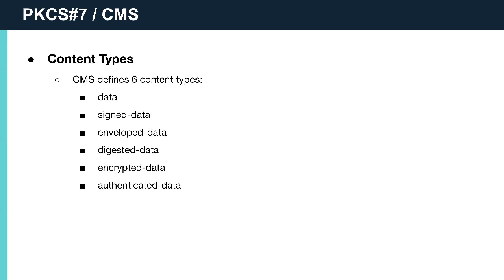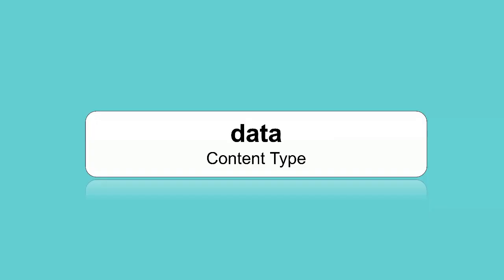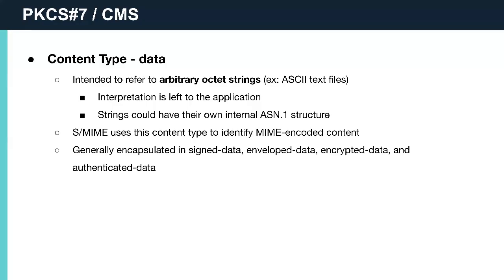So CMS defines 6 content types: data, signed data, envelope data, digested data, encrypted data, and authenticated data. And all these have a slightly different use case depending on where you're planning on implementing this. The data type is essentially meant to wrap any kind of arbitrary data or octet strings.